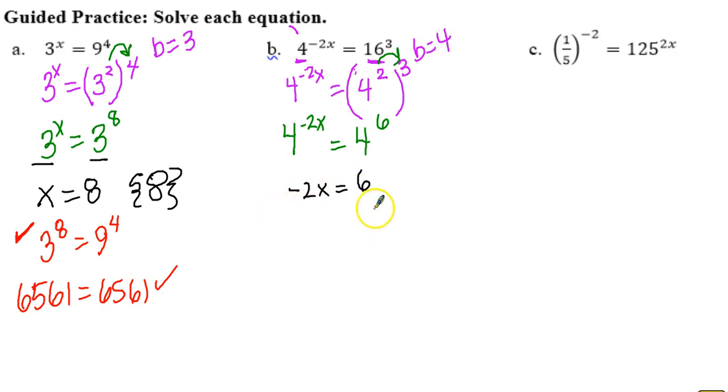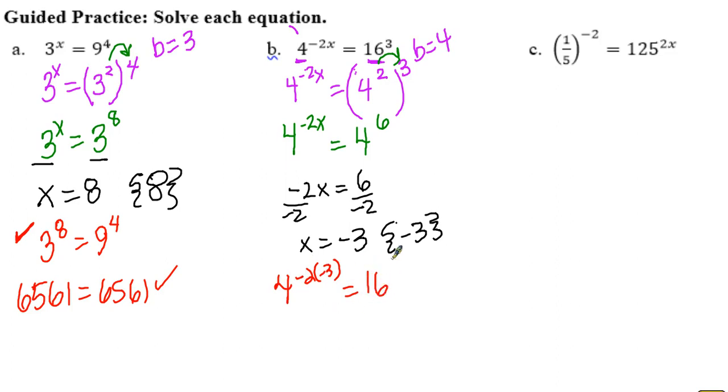And hey, that's a basic old solve the equation. Divide by negative 2 to isolate the x. X equals negative 3. Oh, I didn't mean to put a brace on that. And then we'll put our answer in the solution set. And of course, we can check it. 4 to the negative 2 times negative 3 is equal to 16 cubed.